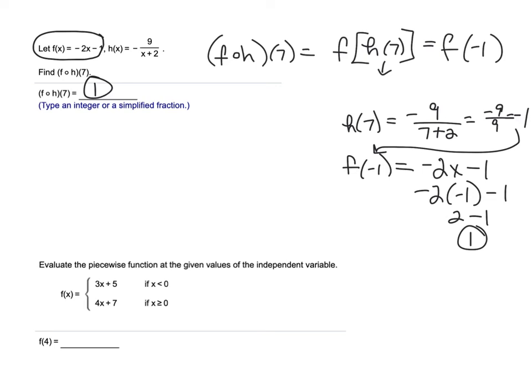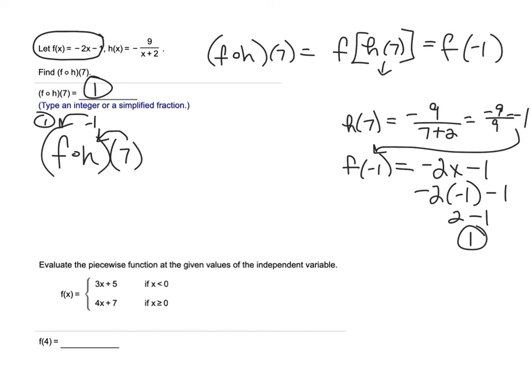Now remember, another way you can look at it, just a little shortcut, just to show you, this is what we just did. You can work from the right back towards the left. We take 7 and we plug it in to h. When we did that, we got negative 1. And now we take negative 1 and we plug it into f. My final answer was 1. Okay, it's just another way of looking at doing the same thing.